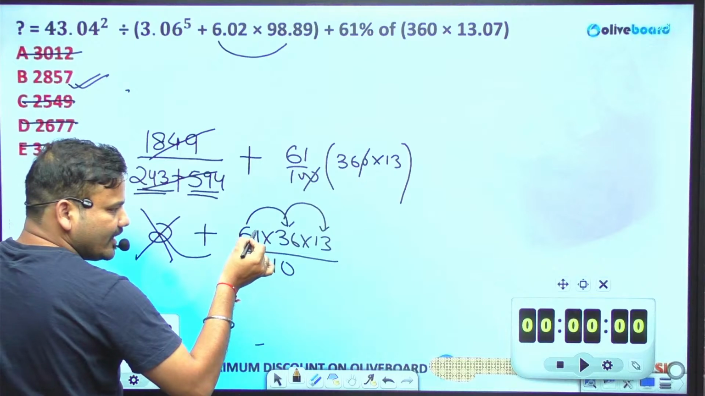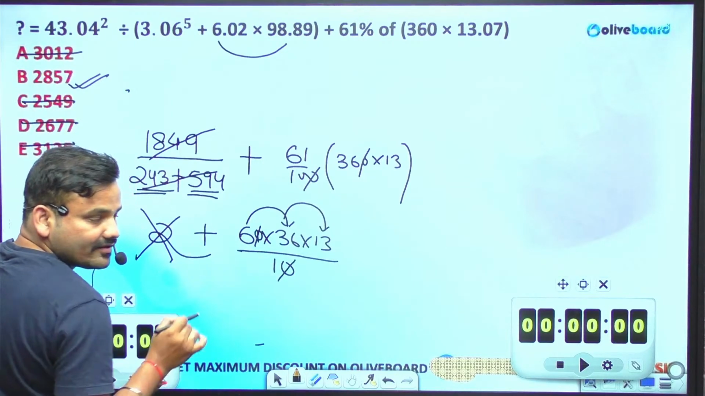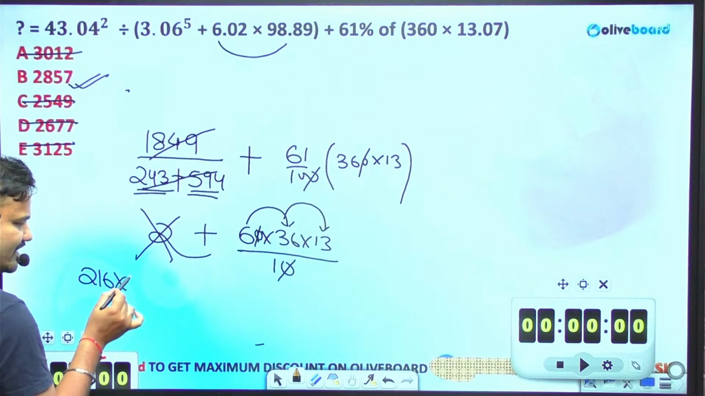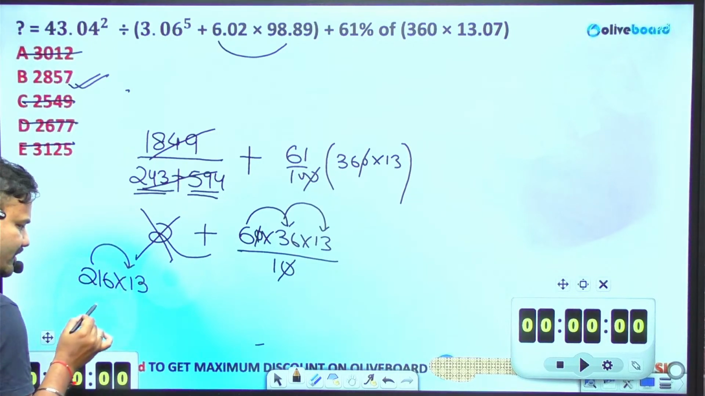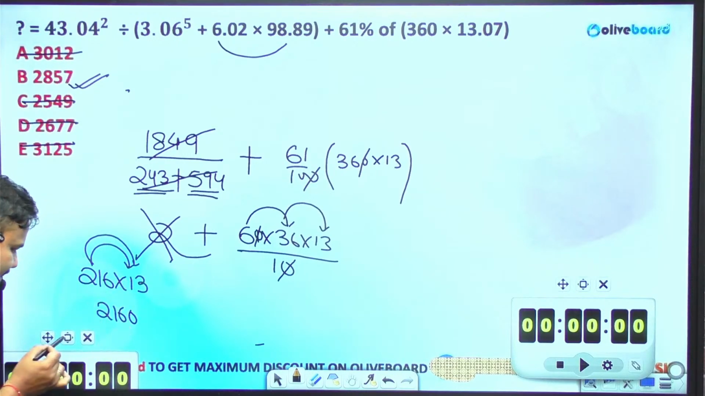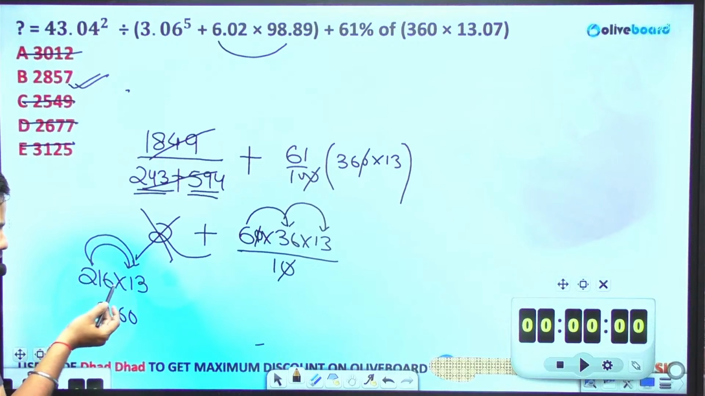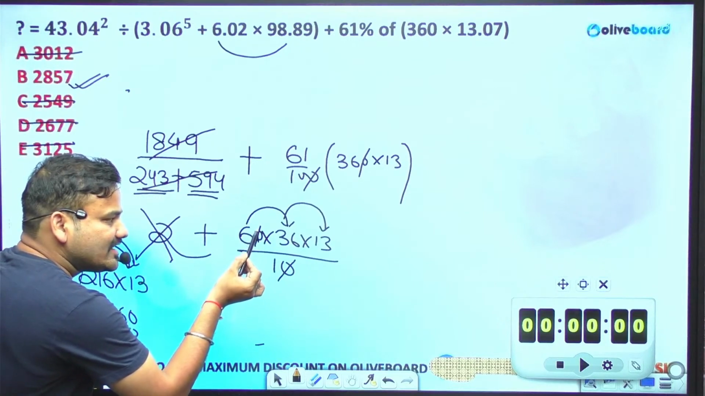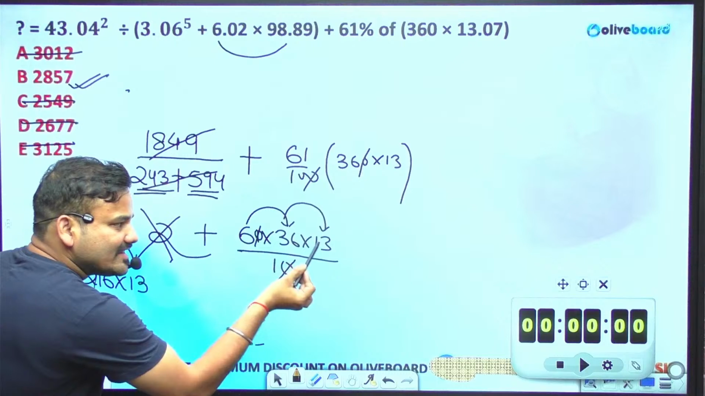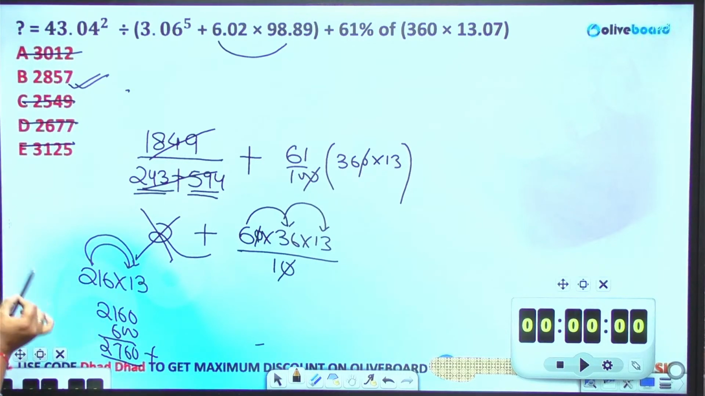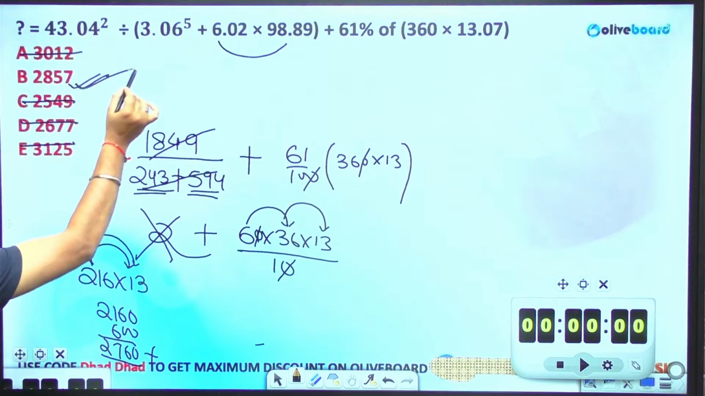So if I am considering this as 60, this is eliminated. 36 into 6 will be what? 36 into 6 is 216. 216 times 13. So 216 times 10 is 2160, plus 216 into 3, how much will that be? That is almost 600. So the answer will be anyhow more than 2760. And don't forget that this 61, you have considered 1 only. So that 36 into 13 was also there, so that should also be added. So the answer has to be more than 2760. So more than 2760 was 2857.